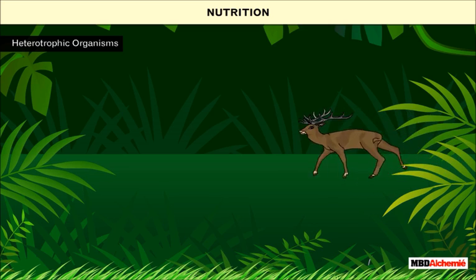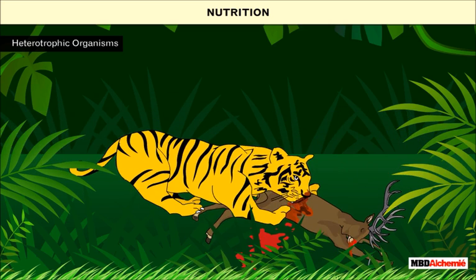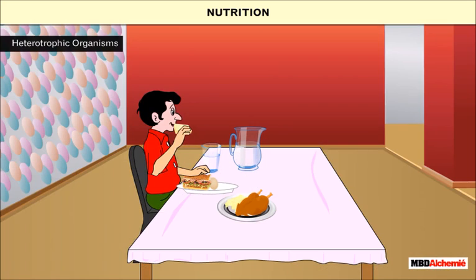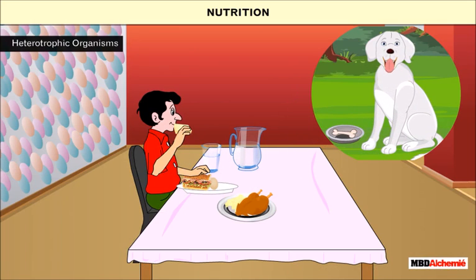Carnivores are those animals which eat the flesh of other animals, for example, lion, tiger, etc. Omnivores are those animals which eat both plants and the flesh of other animals, for example, man, crow, etc.